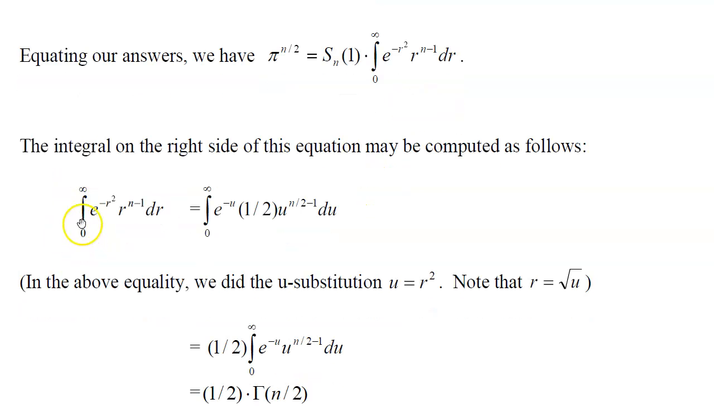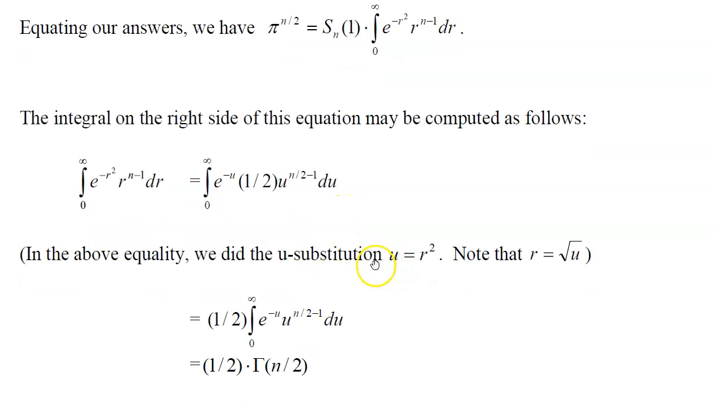The integral from 0 to infinity of e to the negative r squared times r to the n minus 1 dr is equal to this. Here I've just done a u substitution. I've let u be r squared. So e to the negative r squared would be e to the negative u. Now, dr is not equal to du. In fact, du is equal to 2r dr. That's why the 1/2 happens in here.